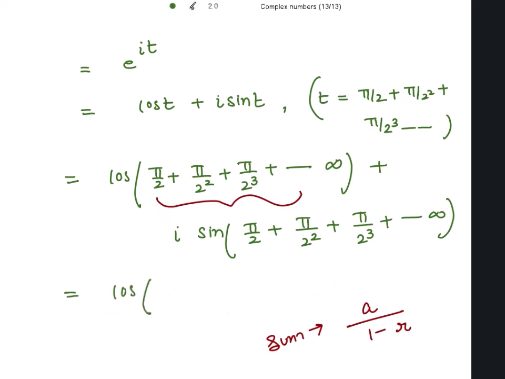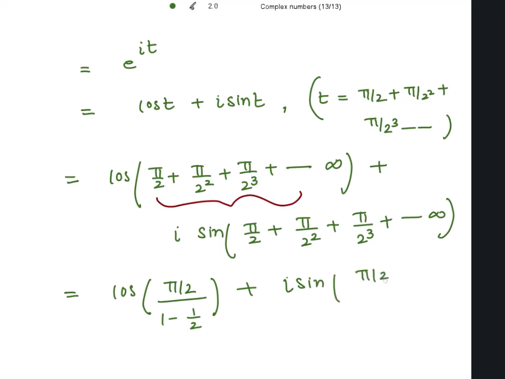So this is cos of, what is the sum? First term, that is pi by 2 divided by 1 minus the common ratio, that is 1 by 2, right? Similarly, writing the imaginary part also. So this is plus iota sine of the first term pi by 2 divided by 1 minus the common ratio. So this is cos of pi by 2 divided by 1 minus 1/2, that is 1/2. So this is 2 into pi by 2. So this 2 is cancelled out with this 2 and we get cos of pi over here. So this is cos of pi plus iota sine of pi, right?